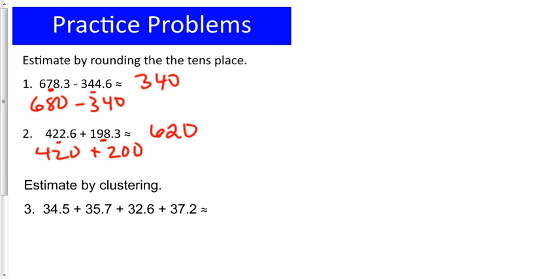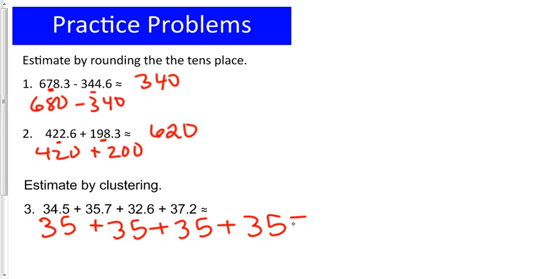These numbers here, they all cluster, I'd say, around 35. So I'm going to cluster them there at 35. And if I have 4 35s, that's about 140.